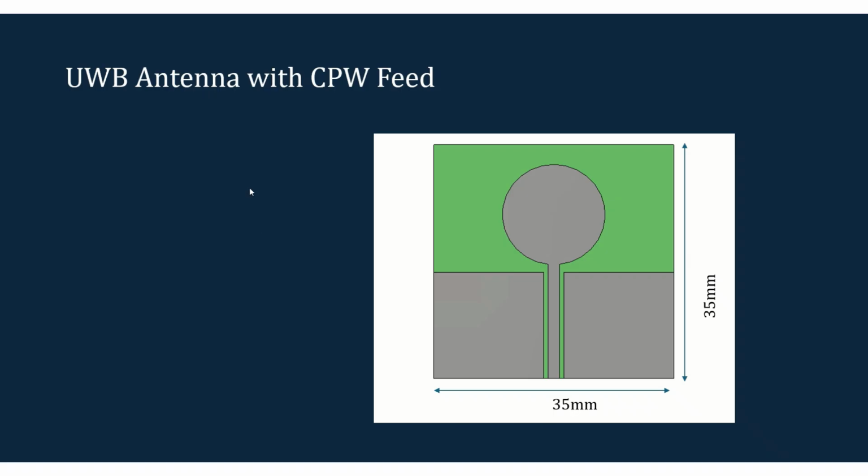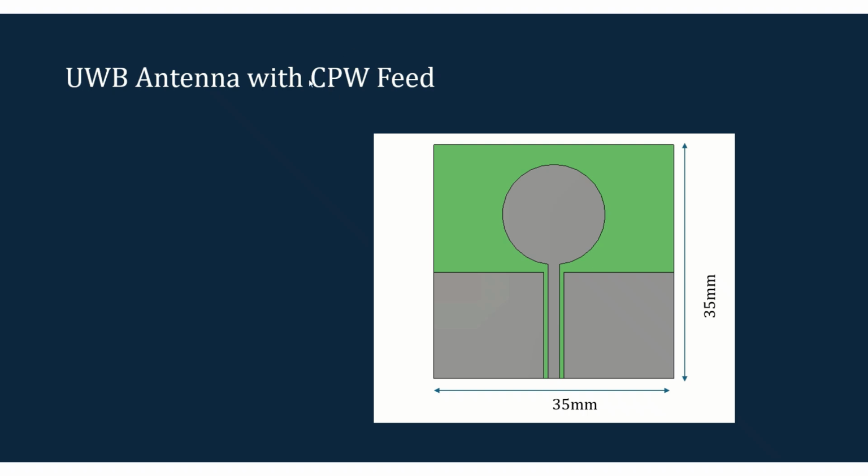Hello, in this video we are going to see how you can simulate a UWB antenna with CPW feed in CST. In our previous videos we have seen what a UWB antenna is and what the conditions are to categorize an antenna as UWB, because it has a certain bandwidth criterion: it has to resonate from 3.1 to 10.6 gigahertz for the UWB applications.